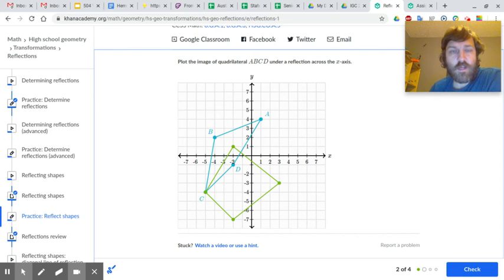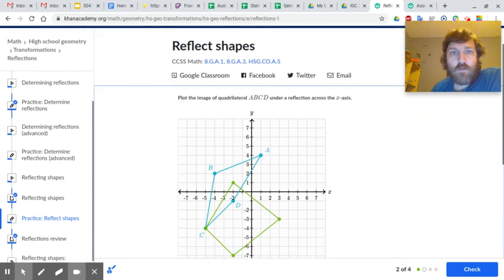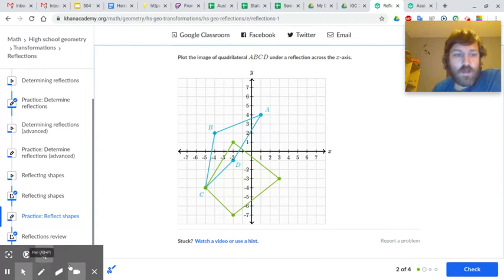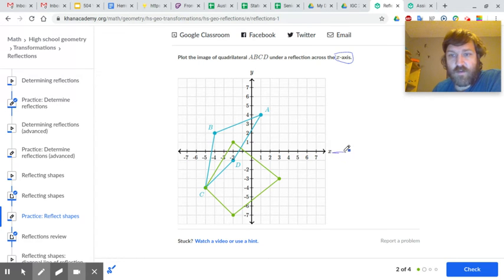All right, this is a video for the next exercise for the Khan Academy part of Geometry Unit 9, reflecting shapes. So what you're doing here is you're actually doing a reflection. And so first thing you need to understand is what this tells me. This is the line that's reflecting over, and the x-axis, you should remember, is this axis right here. So it's the horizontal axis.